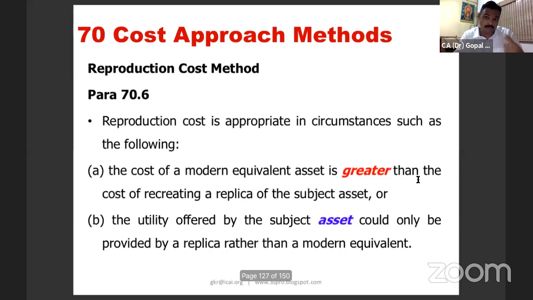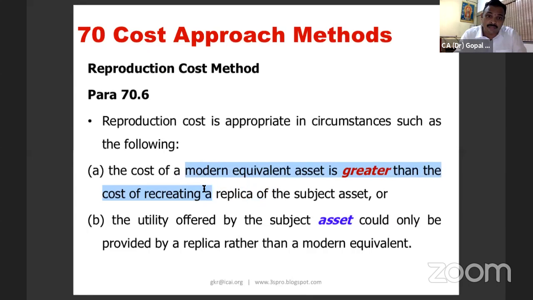But you have another method called reproduction cost. Reproduction, they say, is the cost of recreating a replica of the subject asset, whereas the modern equivalent costs less. Now look at this verse and those words. They are also replicating the utility of the asset, replicating the utility only. But here it is recreating a replica.